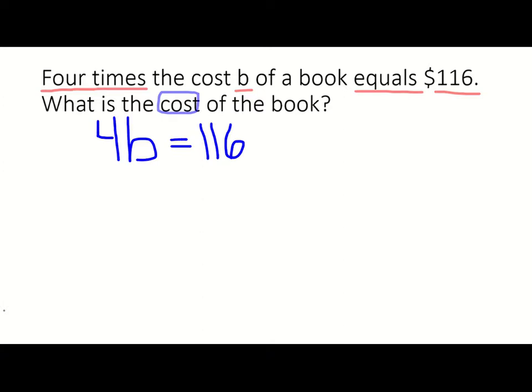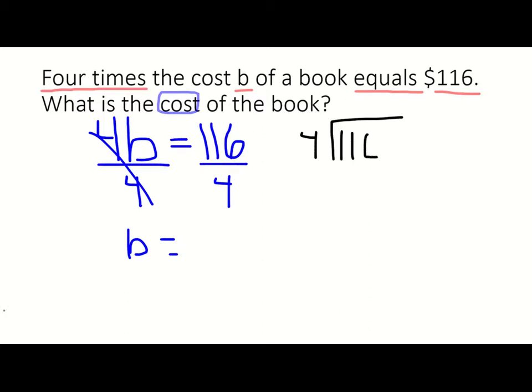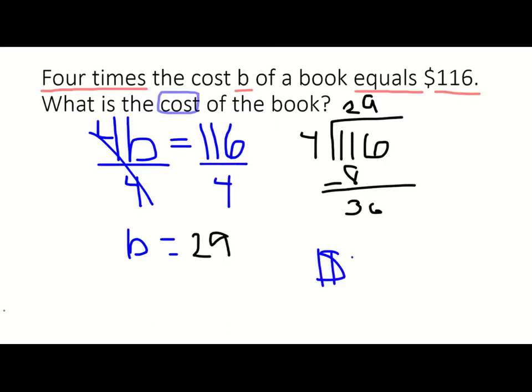So if I were to solve this equation, I would divide both sides by 4 to find that B equals, now 4 into 116. 4 goes into 11 twice, that's 8. 4 goes into 36, 9. So B is 29. So when you solve a word problem, it's best to put your answer in the context of the word problem. So this was about cost. So this tells me that my book cost $29.